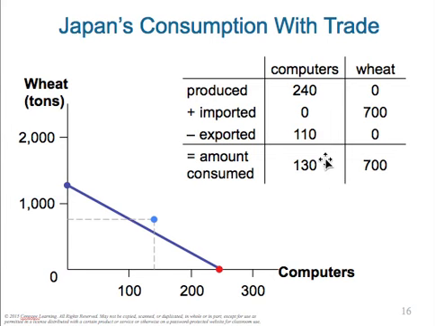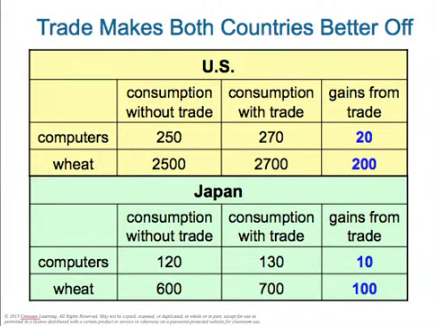So the amount that they consume then is the difference. Okay, 240 minus 110 that they send away, they still have 130 computers. And they bring in some wheat with that trade. So trade makes both countries better off. Let's take a look at it in table form.